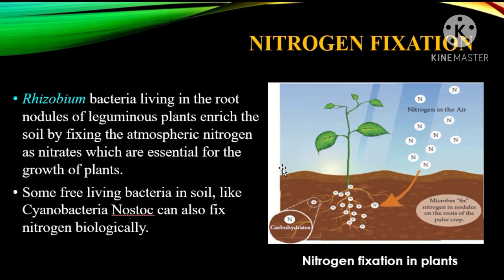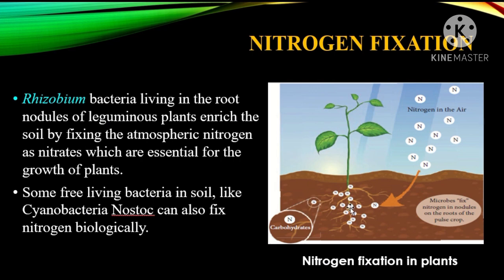And nitrogen is fixed into the plant. Which plants here? Leguminous plants. Examples: beans, certain peas, or rice are examples of leguminous plants. So what is the name of the bacteria involved in nitrogen fixation? Rhizobium bacteria. Where does the rhizobium bacteria live?